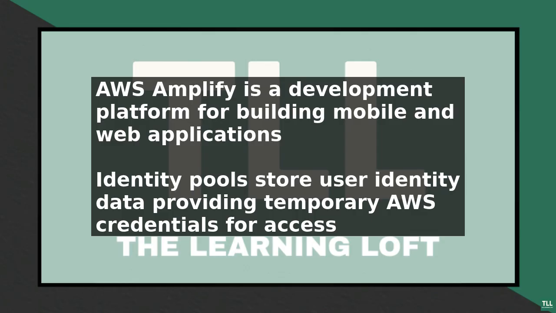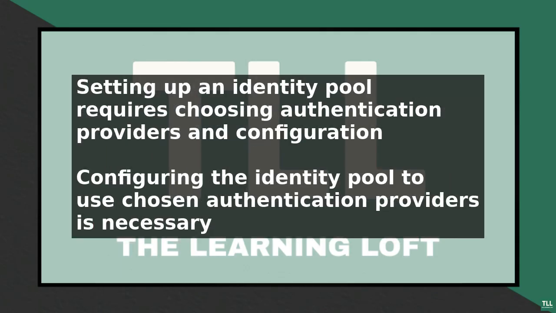AWS services. First, you need to set up an identity pool in the AWS Management Console or using the AWS CLI. When setting up an identity pool, you need to choose the authentication providers, such as Amazon Cognito User Pools, Facebook, or Google. You also need to configure the identity pool to use the chosen authentication providers.